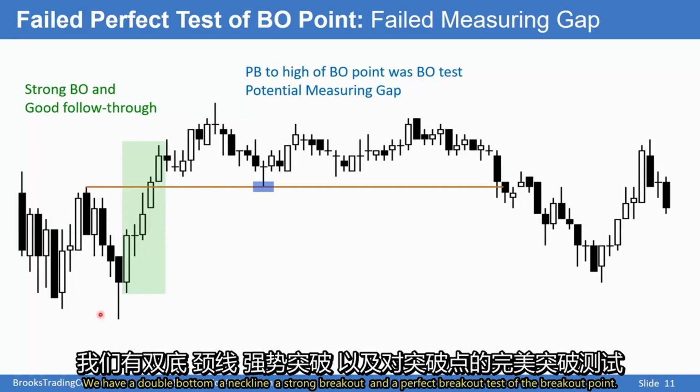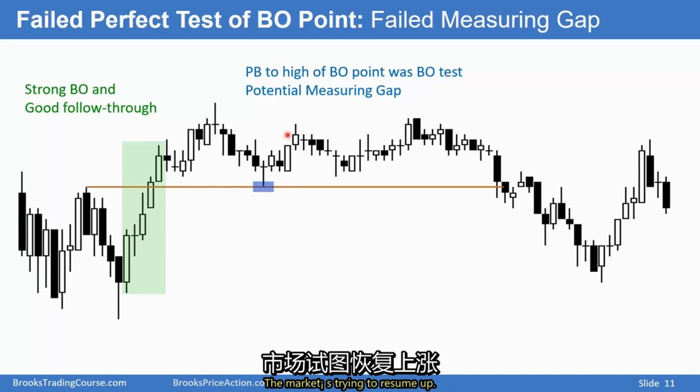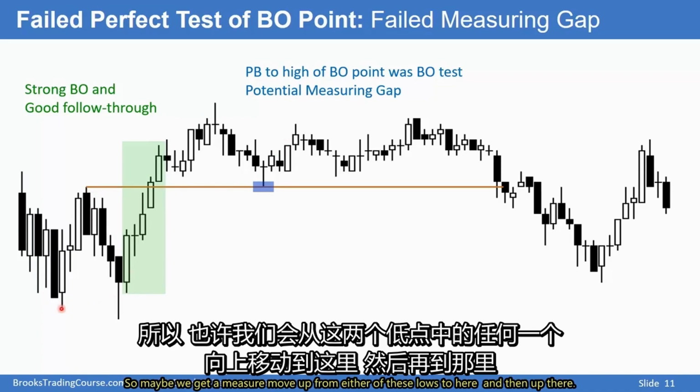We have a double bottom, a neckline, a strong breakout, and a perfect breakout test of the breakout point. We got a pullback from the breakout, and this is a potential measuring gap. The market's trying to resume up. Perfect breakout test of this high, so maybe we get a measured move up from either of these lows to here and then up there.